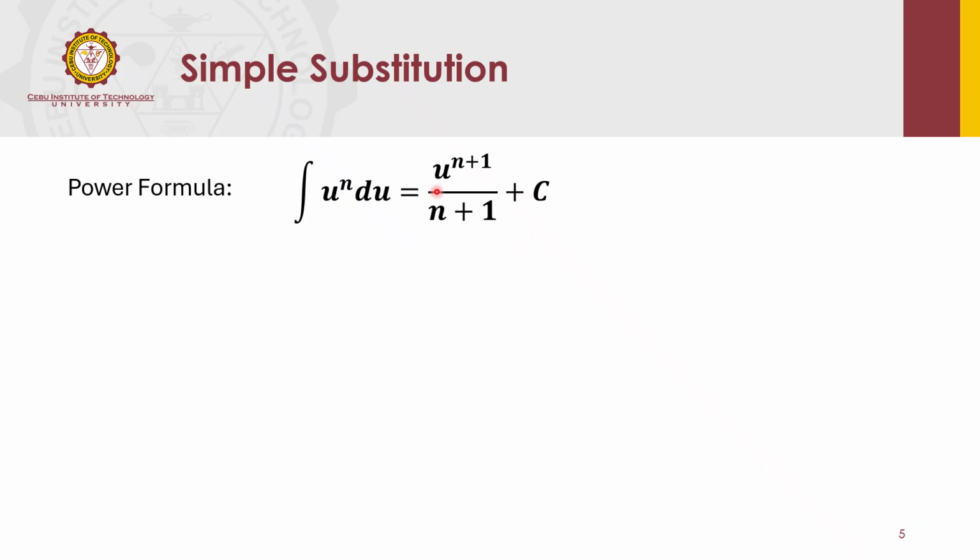The exponent is increased by 1, and then we copy that new exponent and put it in the denominator. Take note that this is applicable to n that is not equal to -1. If n is equal to -1, then we have this second formula, the logarithm: the integral of dv over u is ln of u plus c.